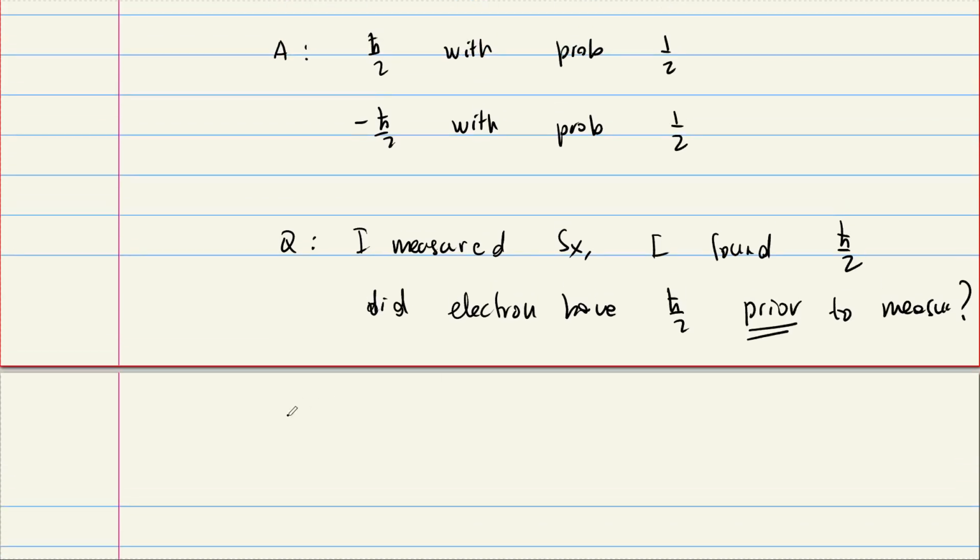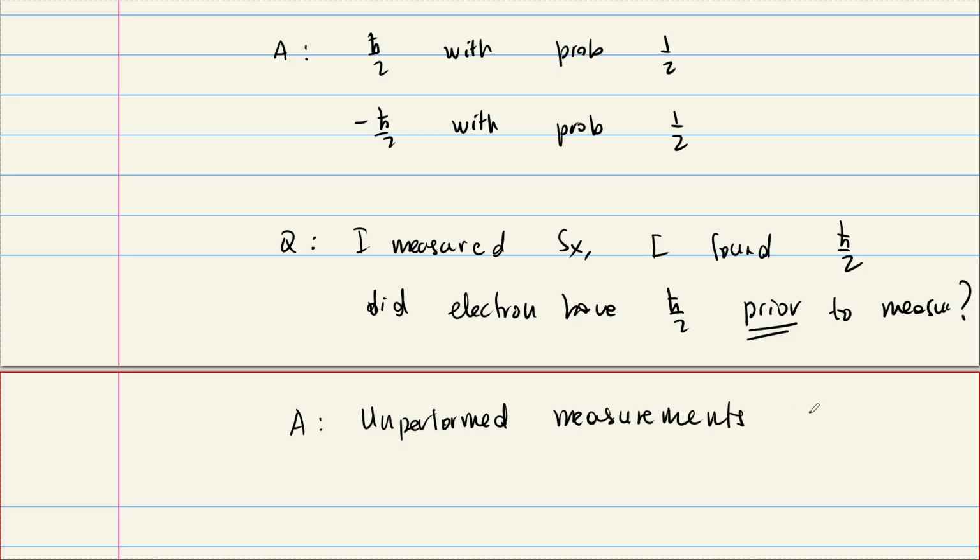The answer to this question is: unperformed measurements have no result. Because what does it mean prior to measurement? Prior to measurement means no measurement. No measurement means no result. That's very simple, but it takes a little while to accept. And last thing, and I will finish after this.